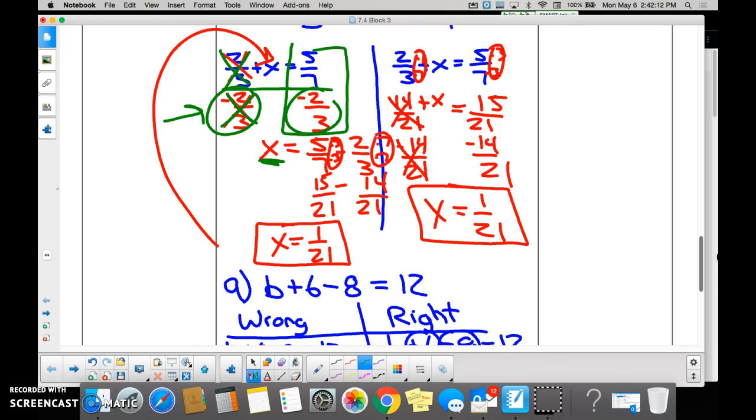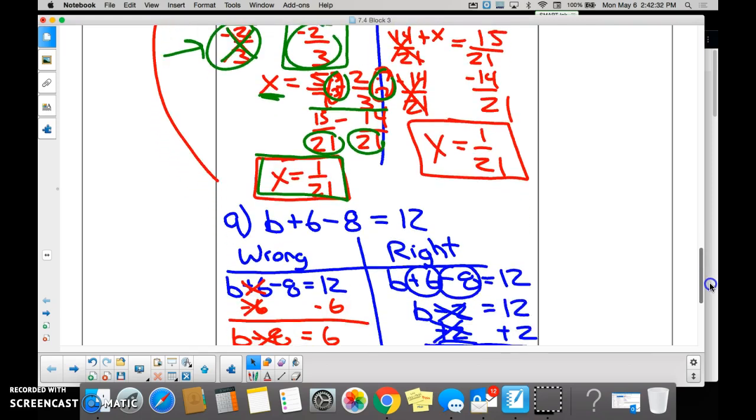5/7 minus 2/3. We wrote right here. We got a common denominator. Yes, no? Yeah. We made our bubbles. And we got 15 over 21 minus 14 over 21. And that was easy to solve. Good? Okay. And then the last thing we did was this.